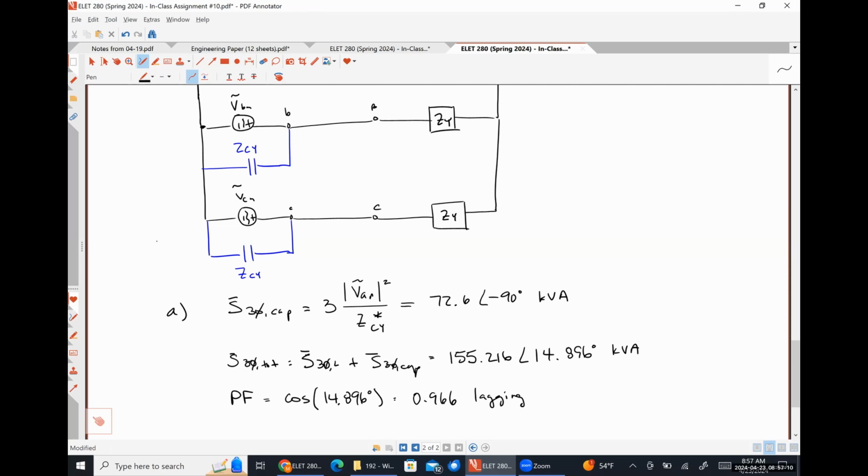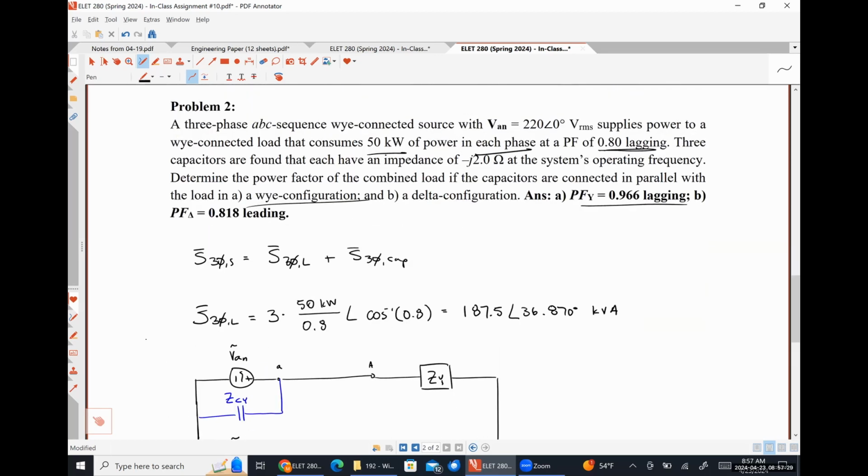Sure. Yeah, because I have a Y connected capacitor bank for part A. It explicitly says determine the power factor of the combined loads if the capacitors are connected in parallel with the load in a Y configuration or a delta configuration, right?